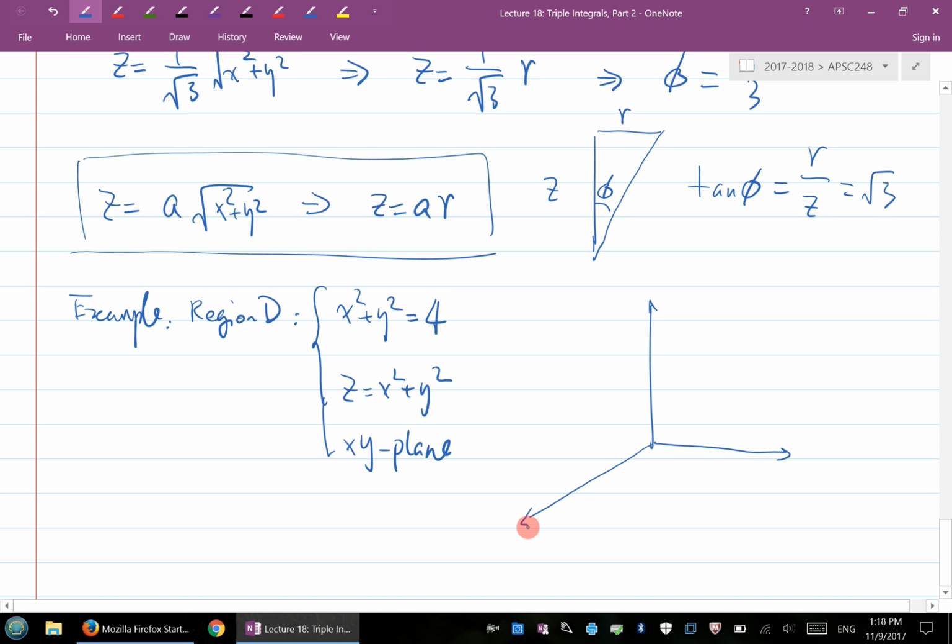Sometimes it's easier to draw a quarter of the region instead of doing the whole region. Alright, so you're able to sketch this thing out? First of all, when you look at x squared plus y squared equal to 4, that's not just a circle, right? That's actually a cylinder.